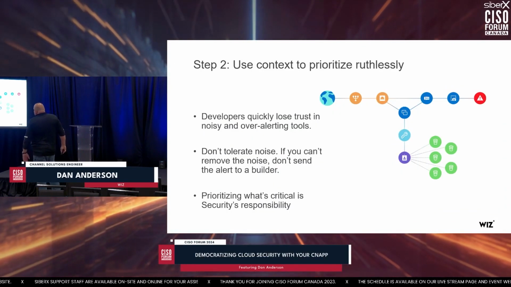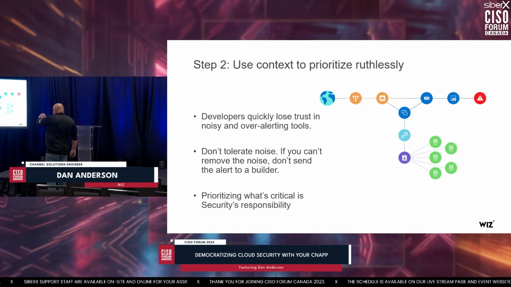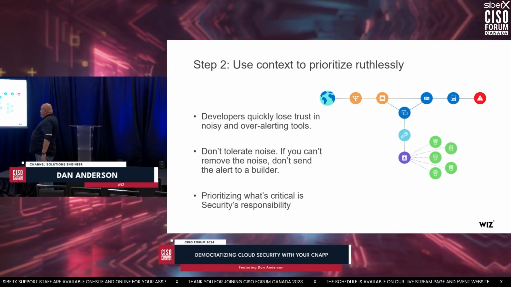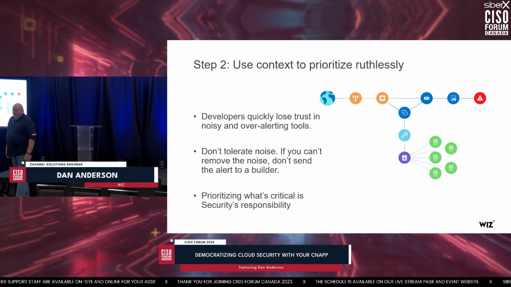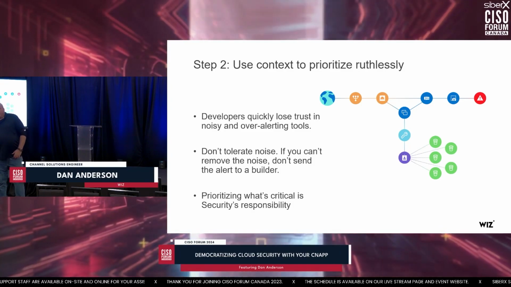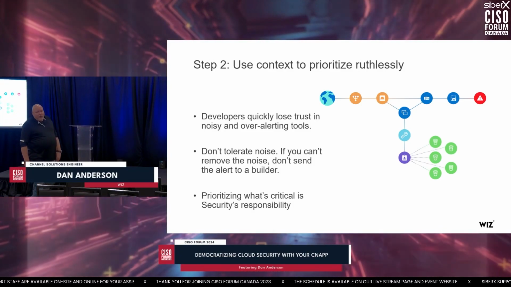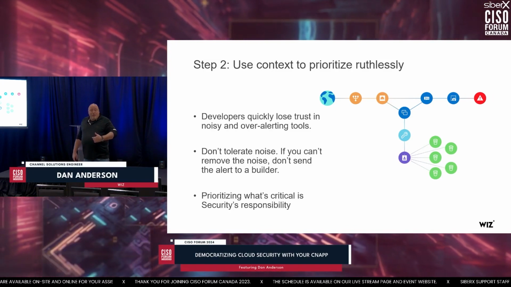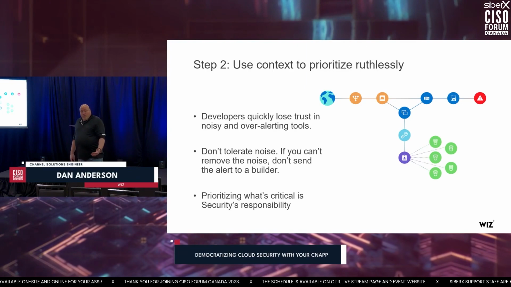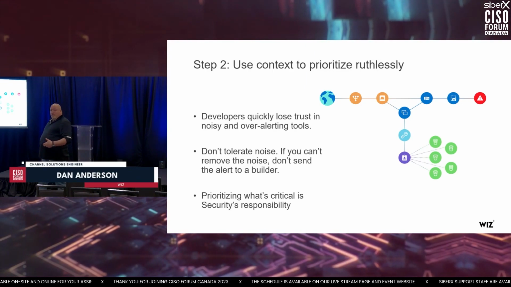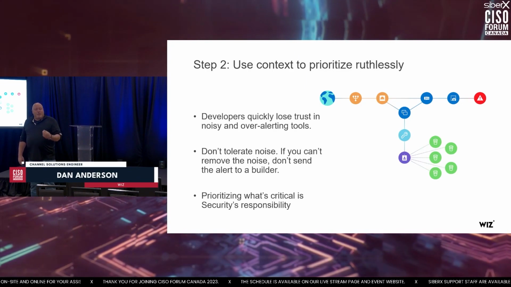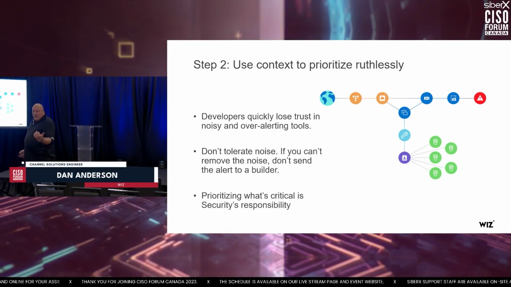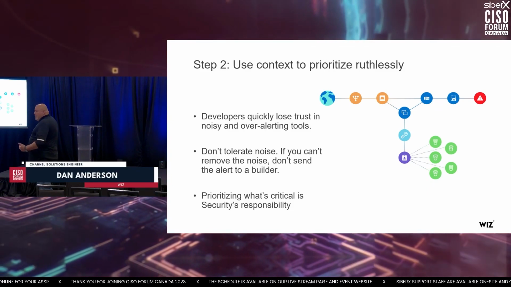So step 2, context, to prioritize ruthlessly. Anybody quickly loses trust in noisy and over-alerting tools, including the security team, right? But they're stuck with the tools that they have and they have to chase down these rabbit holes and they're not given that context. Well, the security team needs context, but even more so when they're talking to the people that have to go in and look at these problems, that are developing these problems. They have to be able to have a reasonable conversation with them and have the evidence, not just, hey, I got this alert, right? We're already getting enough of that, right?